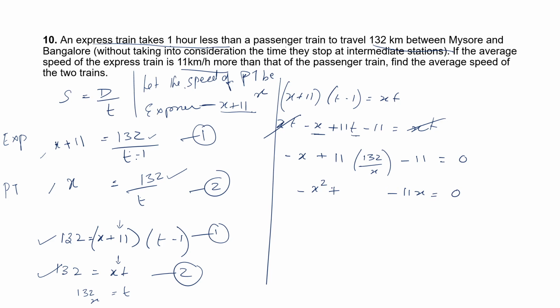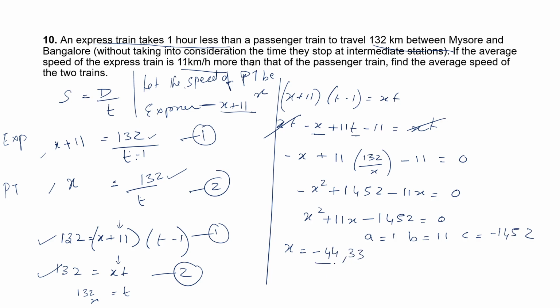Here on expansion you will get 1452. So x square, if I take minus common outside, this 2 will become positive and this will become negative. So by any of the methods you are arriving at a 1, b 11, c minus 1452. Solve this and you will arrive at the answer minus 44 and 33. Obviously speed cannot be negative, so speed should be 33. The speed of the passenger train is 33 kilometer per hour. We have to write this with the unit.